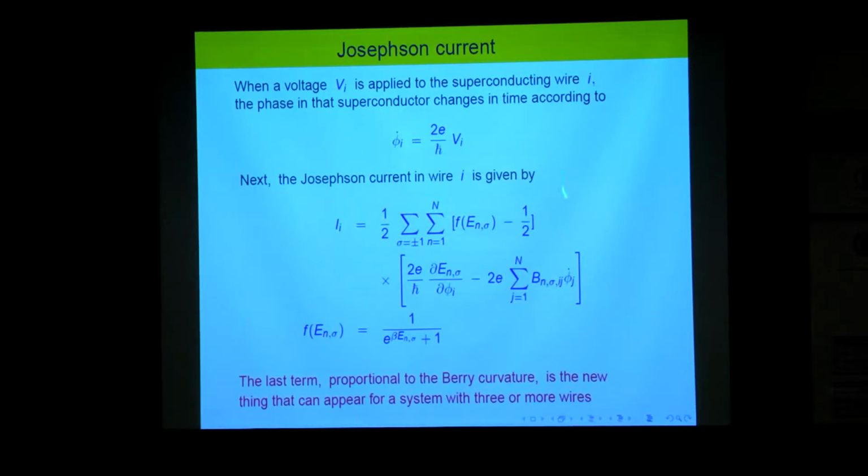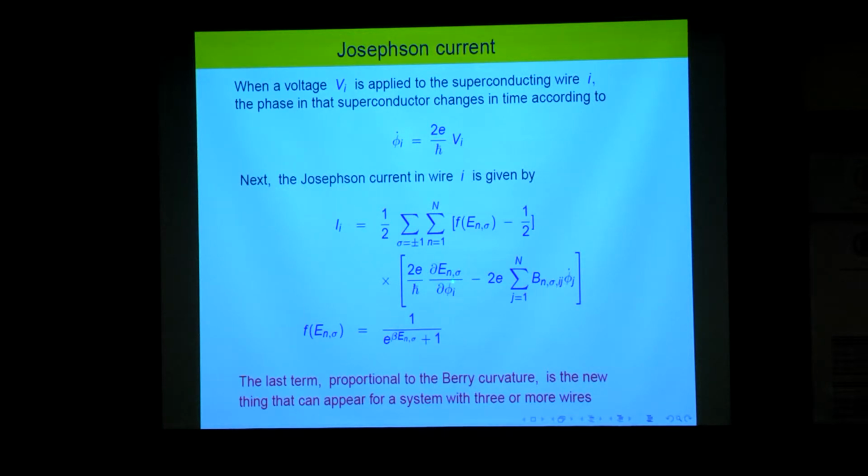The new thing that was discovered in that first paper I pointed out, by Dewar and others, is that you get this piece appearing now, which is proportional to the Berry curvature. This is kind of analogous to what you would get for a particle moving in an electric and magnetic field. If you think of phi as a coordinate, then the derivative of E with respect to phi is like the electric field.